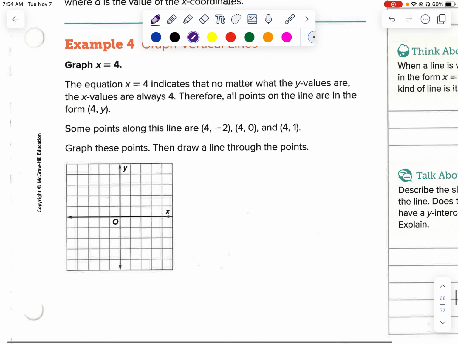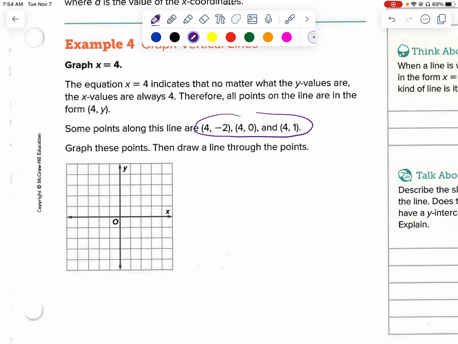So here, let's go down here. So x is equal to 4. So they picked these 3 points that x is equal to 4. So 4, -2. 1, 2, 3, 4, -2, 4, 0, 4, 1. So it's all along this line here.